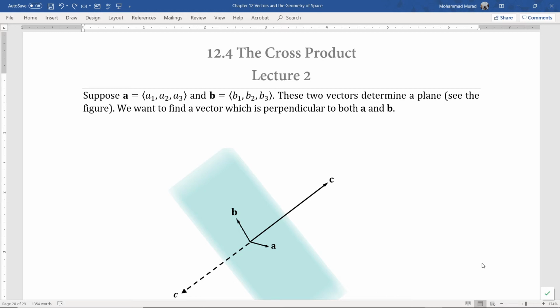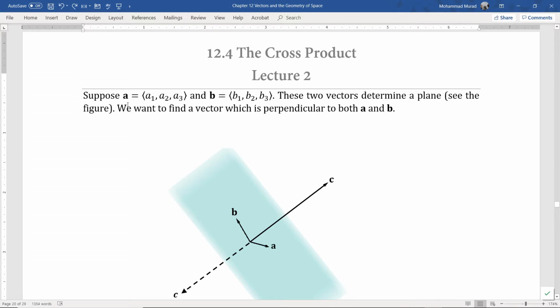Hello, welcome. In the last section, we talked about the dot product of two vectors, and we saw some applications of dot product. In this section, we're going to talk about the cross product of two vectors.